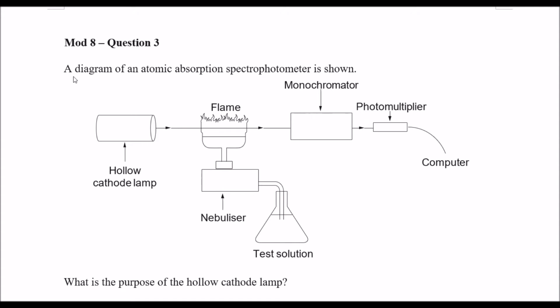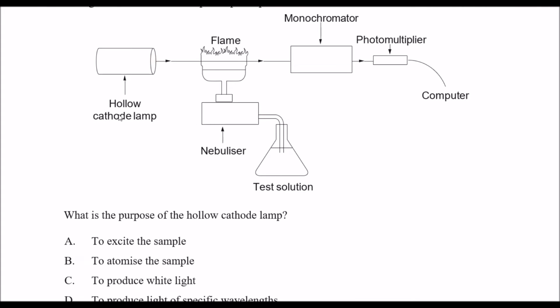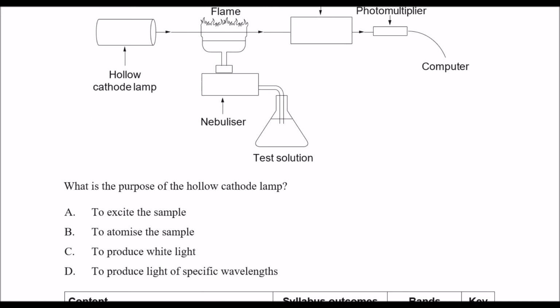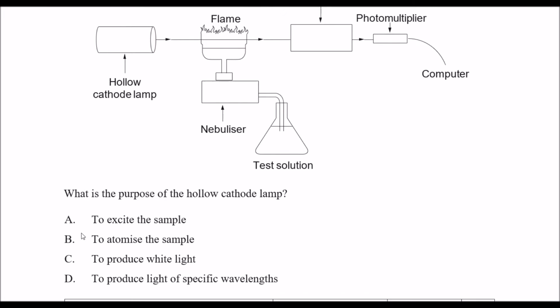Question 3. We have a diagram of an atomic absorption spectrometer. These are all the different components. What is the purpose of the hollow cathode lamp? Let's look at our options. A, to excite or atomize the sample; B, to produce white light; C, to produce a light of specific wavelength.